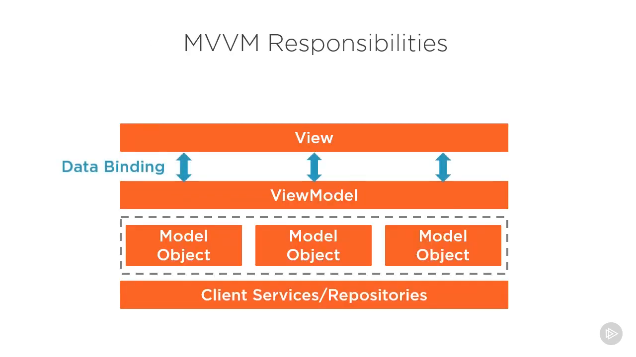So the MVVM pattern forms a layered architecture for the client side. The model objects are produced by the client services layer and can be used, exposed, or wrapped by the view model layer. The view gains access to the data exposed by the view model through data bindings.